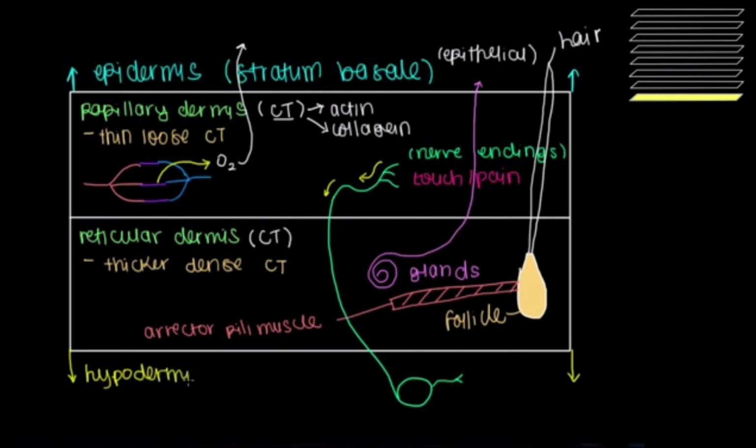And finally, we can move to the last layer, which is your hypodermis. There are actually two main layers of your skin, your epidermis and your dermis. Hypodermis is not part of the layers of the skin. It's technically not skin. Hypodermis is a great name. Hypo means below, so it sits below the dermis. Its other name is subcutaneous fat.